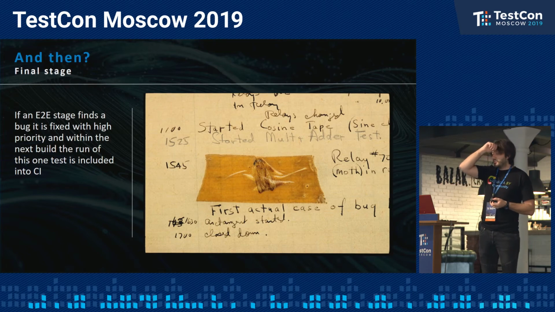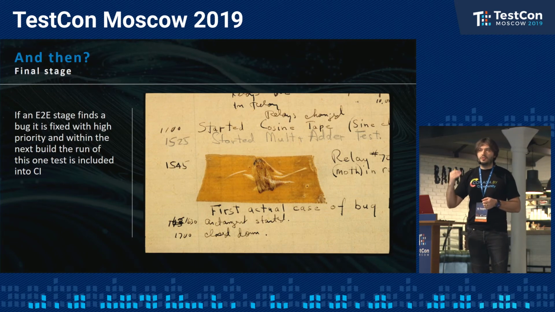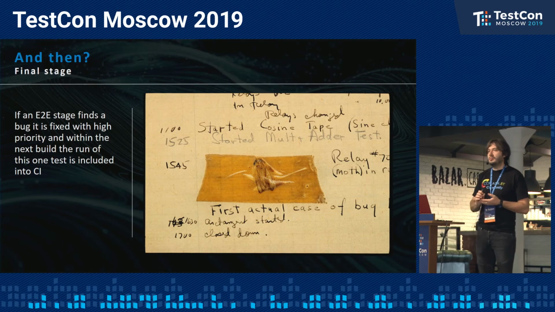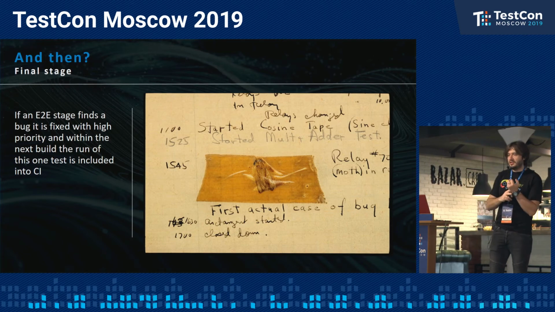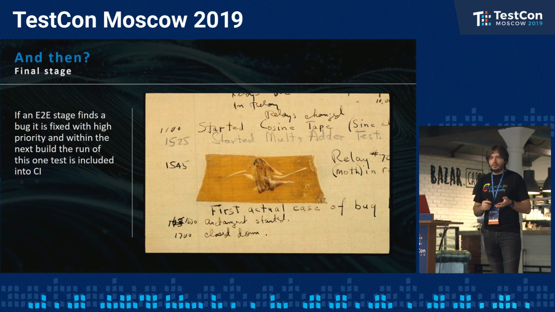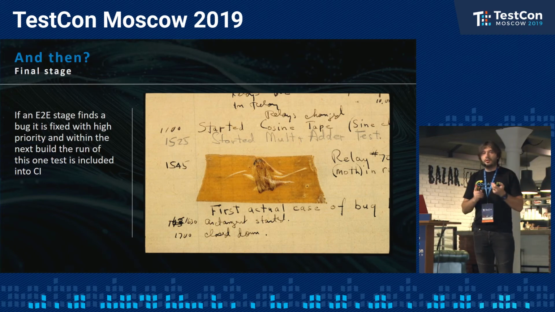So if our test finds a problem during the test run, then we assign a high priority to this bug, and the developer tries to fix it as soon as possible. After the fix is found, ideally, all the unit tests are run locally.